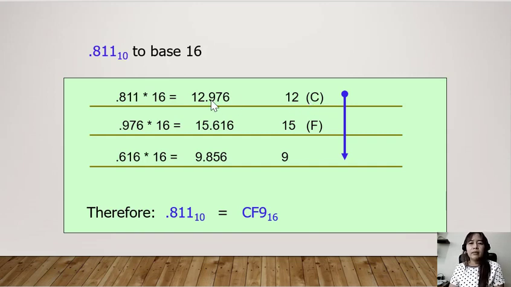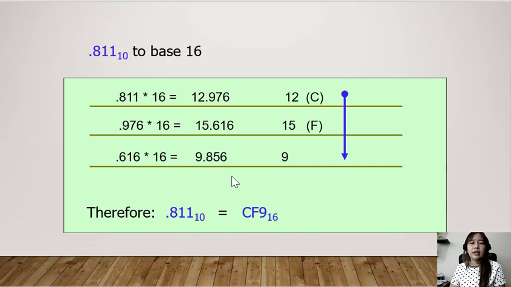And then continue with the 0.976, multiply it by 16. Again, set aside the whole number, which is 15. That's equivalent to letter F. And continue multiplying the decimal part, which is 0.616, by 16. So 0.616 times 16 is 9.856, and that will give you a whole number of 9. And depending on the number of digits required, you may continue multiplying 0.856 by 16 if necessary.